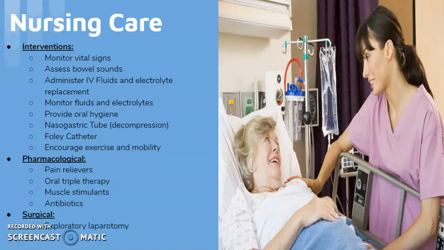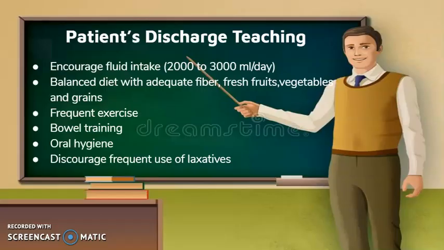Another pharmacological intervention we can do is muscle stimulants, and what muscle stimulants do for these patients is promote muscle contraction in the intestine, so it really gets things moving for them. And the last pharmacological thing we can do is antibiotics, so broad spectrum antibiotics, especially if you have a suspected bowel strangulation. And then for surgical, you'll do exploratory laparotomy. So those are some nursing care interventions you can do.